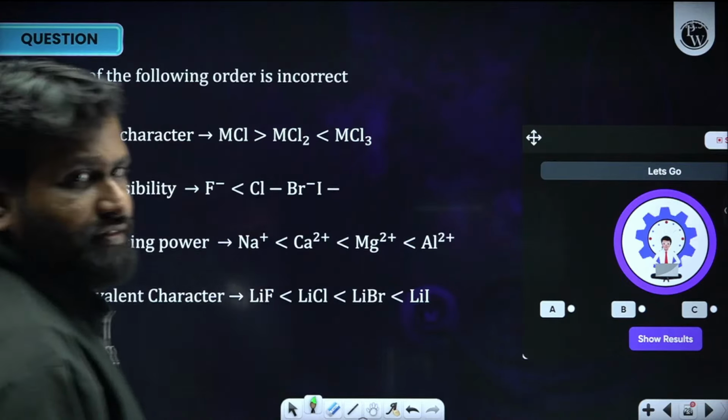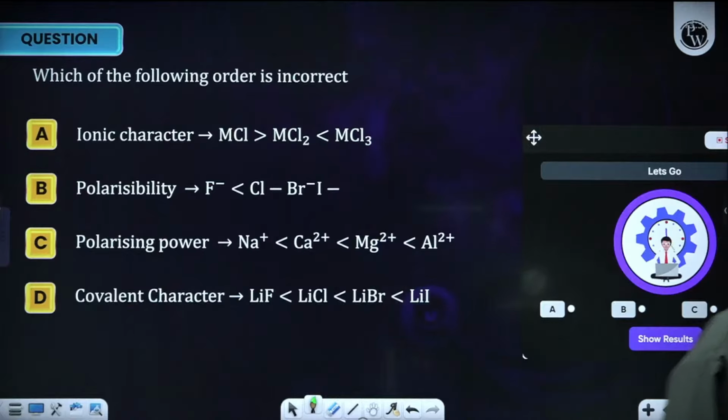Ionic character. Thanks for informing me, sir.